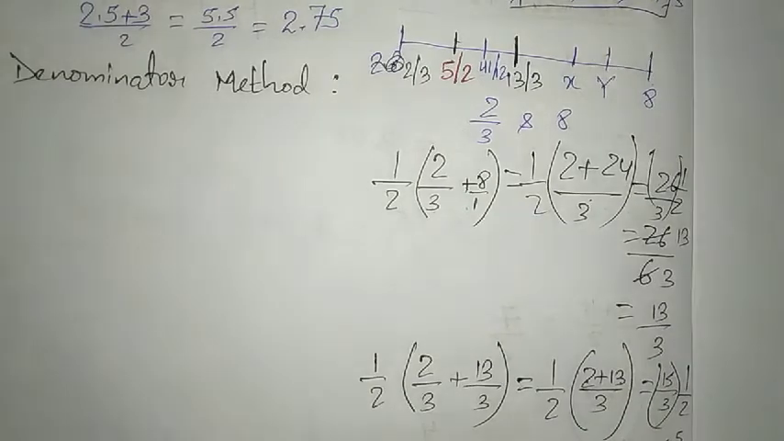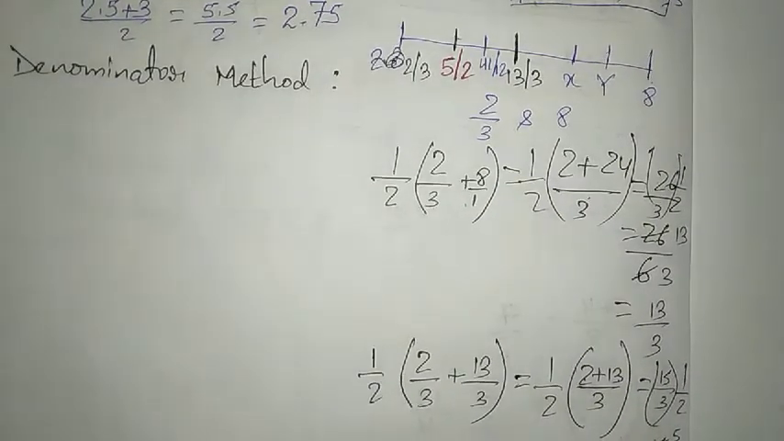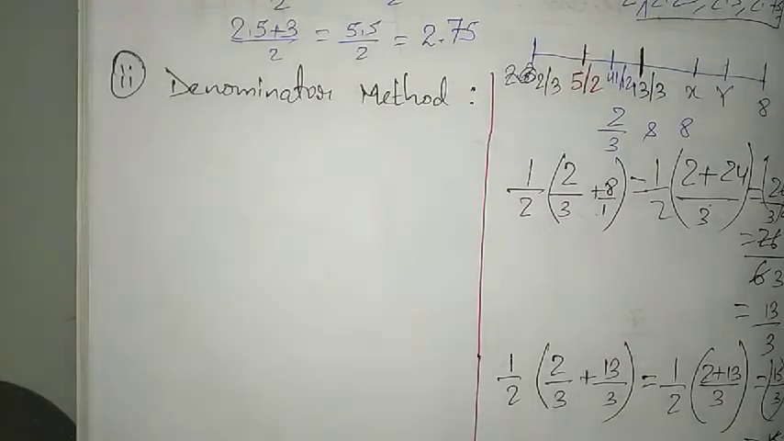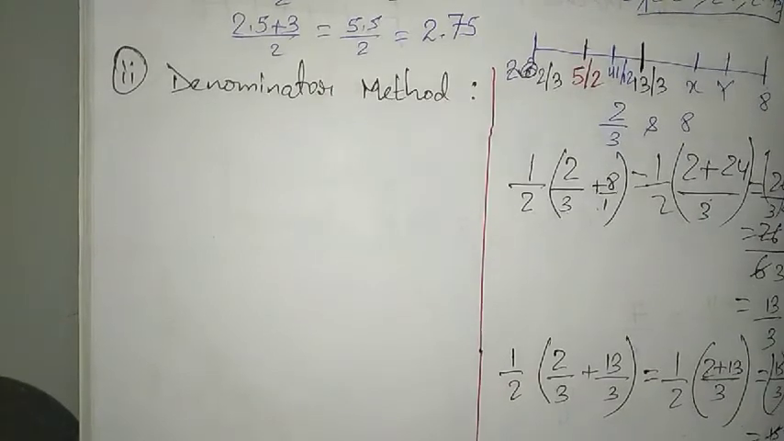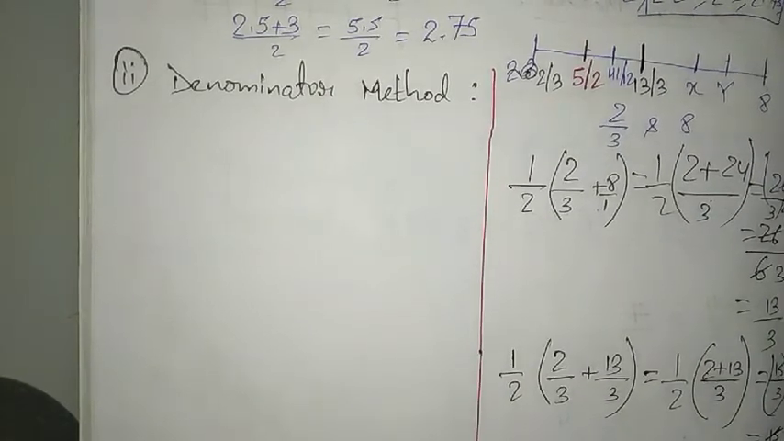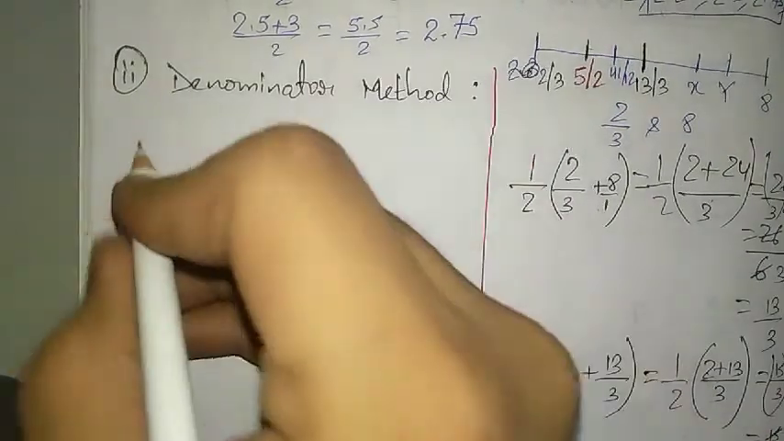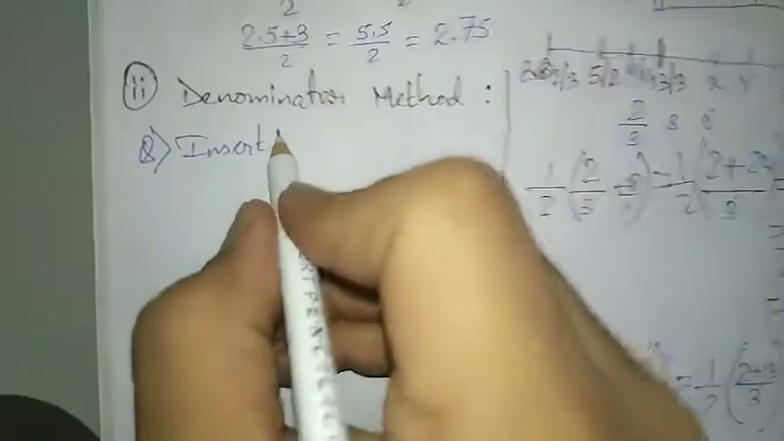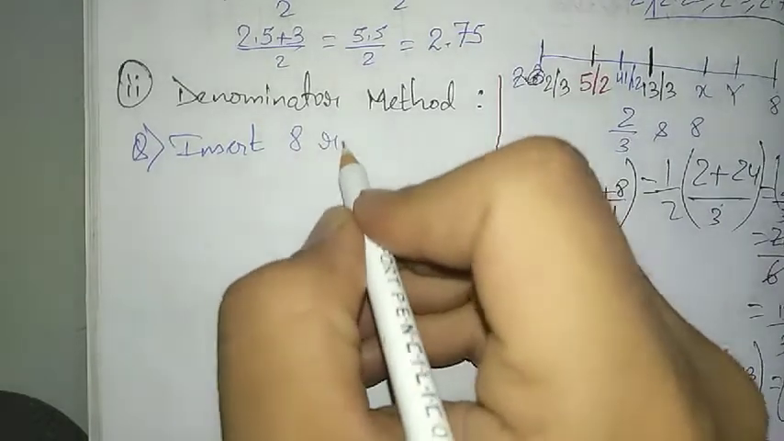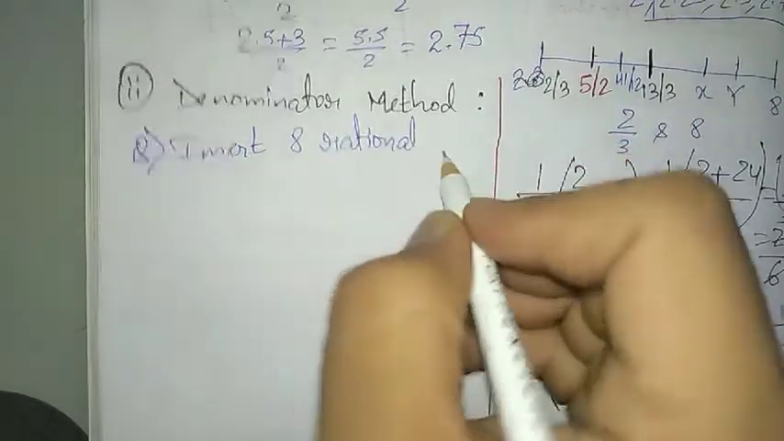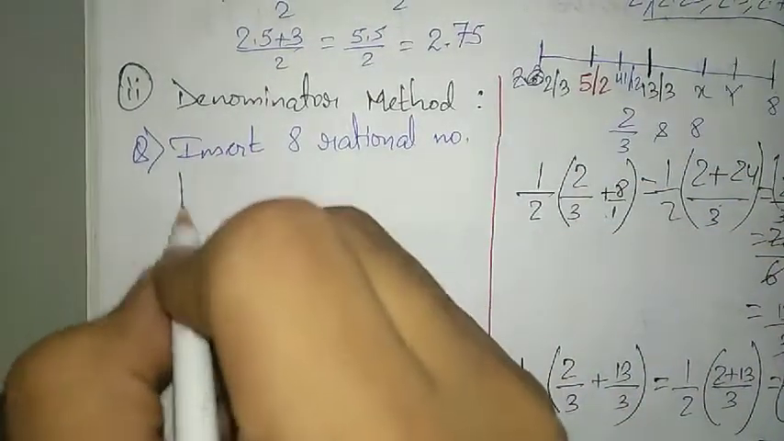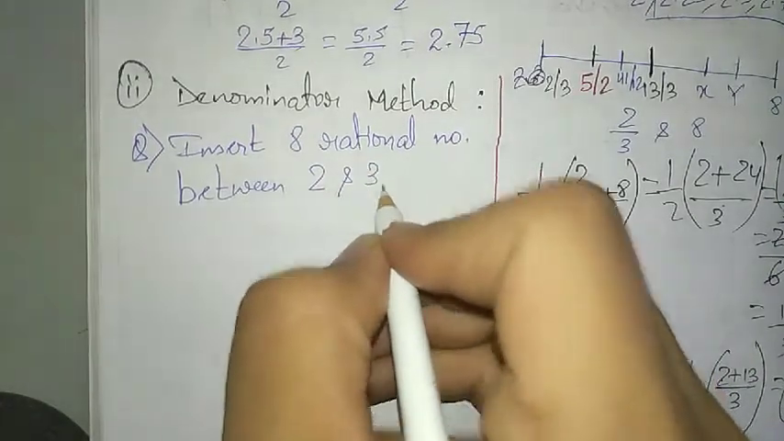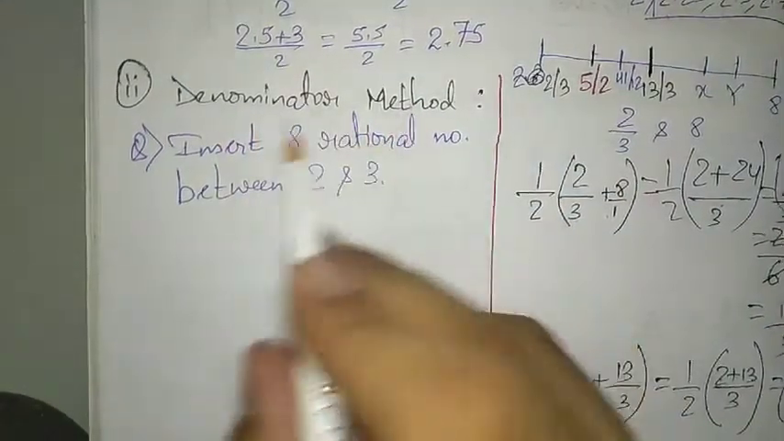Okay, students. So next we will be coming on to the denominator method. The denominator method also is used to insert rational numbers between two given numbers. Suppose there is a question for you that you insert 8 rational numbers between 2 and 3. Okay, this is between using the denominator method.